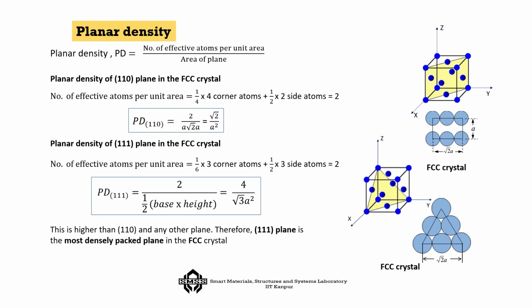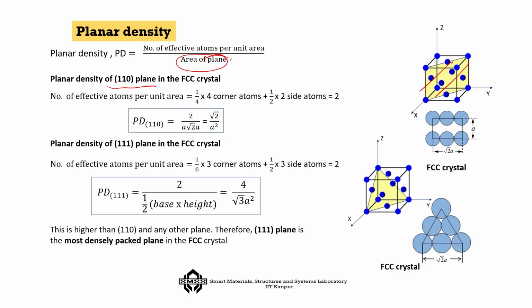Now comes the most important two concepts, which is why I have done all this background for you. One is called the planar density. Planar density is the number of effective atoms divided by the area of the plane. So, if I give the Miller index of a plane, like say the 110 plane in the FCC crystal, then you immediately know which plane it corresponds to; you already know from the Miller index how to identify the plane. This is a single plane, not the family, there is no curly bracket. So, one specific plane we are showing here, which is 110.